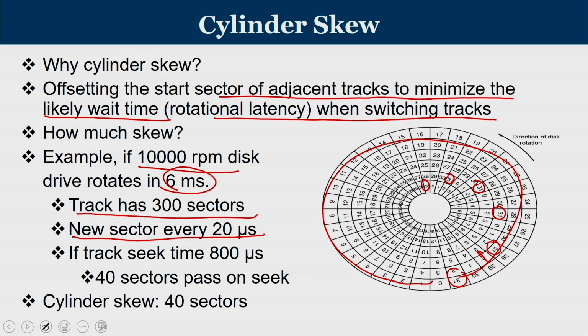If the seek time for one track, meaning moving from one track to the next, is 800 microseconds, that means during 800 microseconds 40 sectors are passed during the seek time. So, the cylinder skew is 40 sectors, that means adjacent cylinders' sector numbers have to have a shift of 40, and that is what is known as cylinder skew.